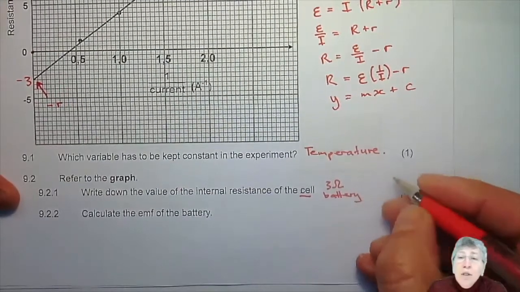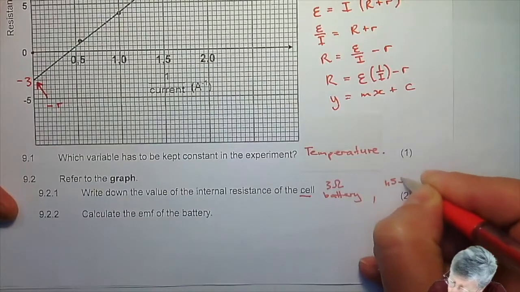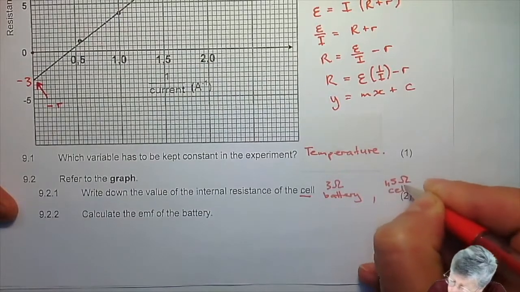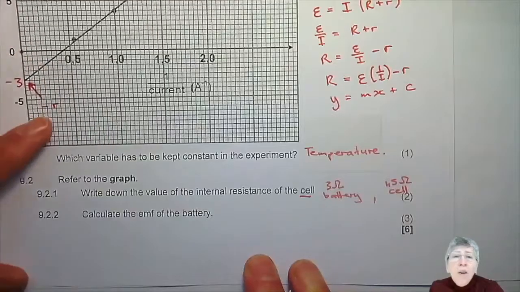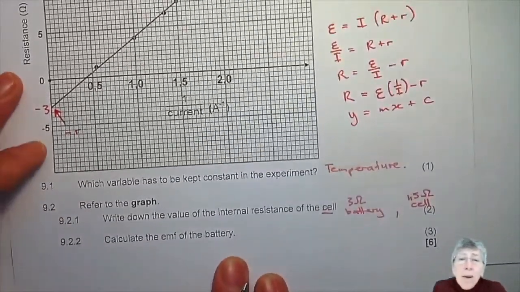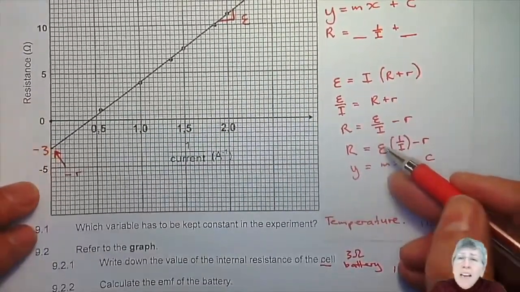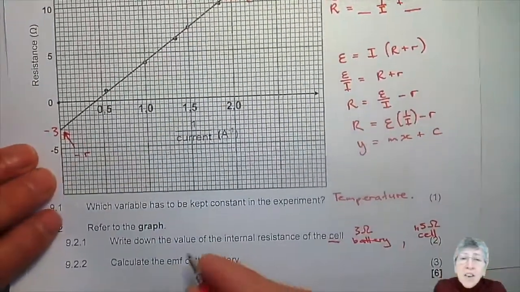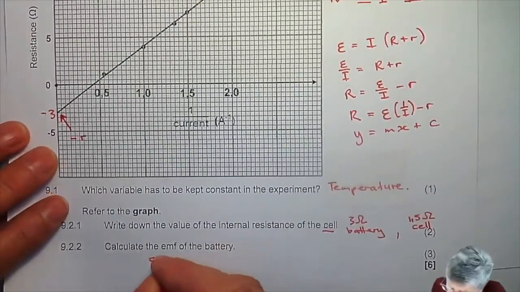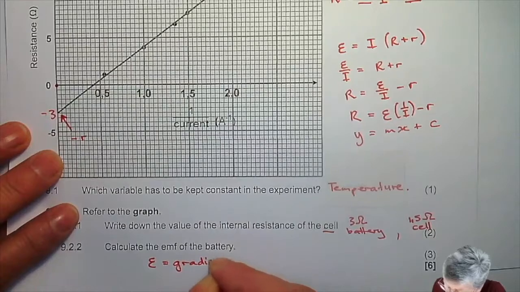And if I have 2 cells in series, that will mean that is 1,5 ohm for every cell. Next up, 9.2.2, calculate the EMF of the battery. Now, what do I know? From my equation, I know the gradient of that line is going to be the EMF. So I will calculate that EMF by calculating the gradient of that line.